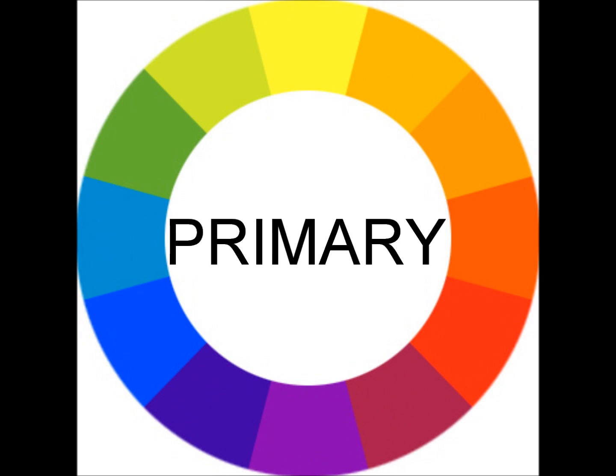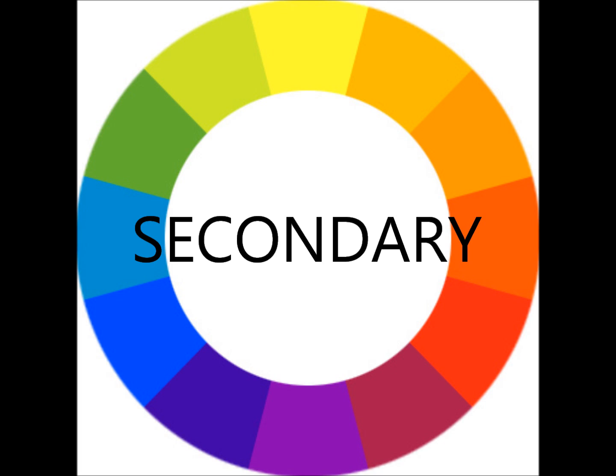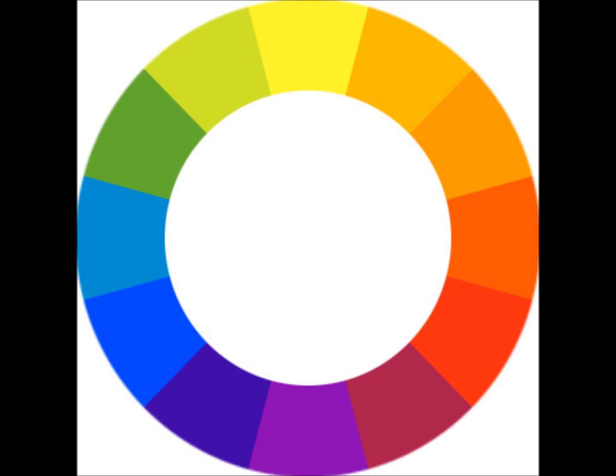So first, we're going to start with the primary colors. The primary colors are natural colors that you see in the everyday world. These colors are red, blue, and yellow. And these colors are mixed into the secondary colors, which are purple or violet, orange, and green. So let's see how that works.